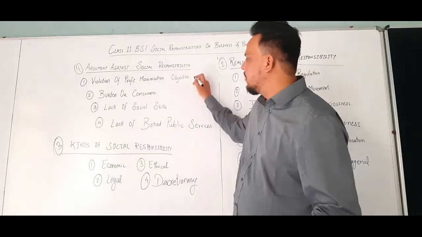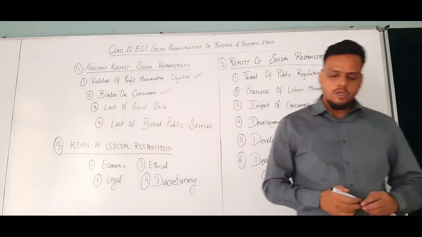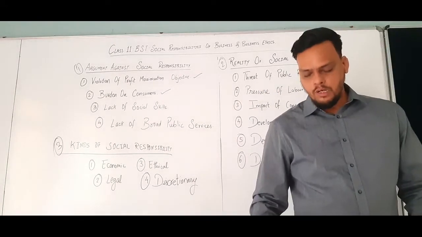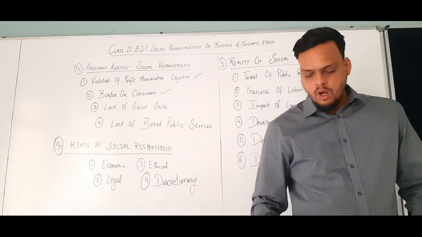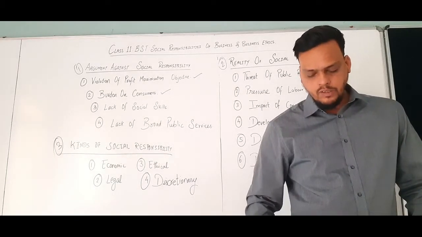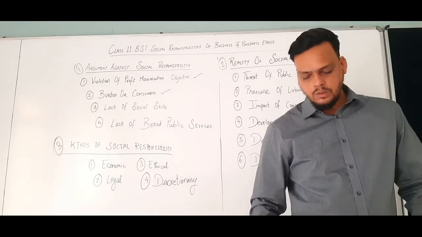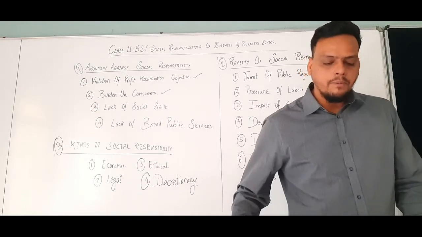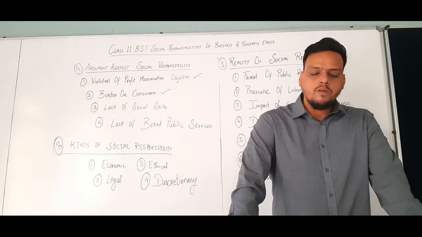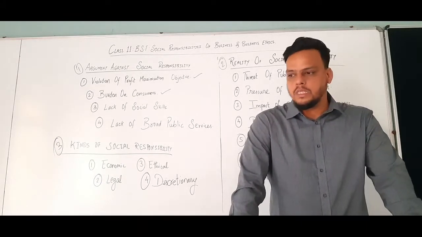Next part is burden on consumer. Social responsibilities like pollution control and environment protection are very costly and often require huge financial investment without proper return. In such circumstances, businessmen would like to pass the burden of social responsibility to consumers in the form of high prices. However, it is unfair to impose a heavy burden on the consumer in the name of social responsibilities.